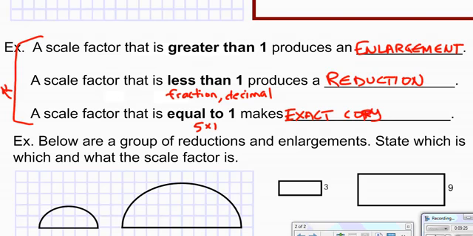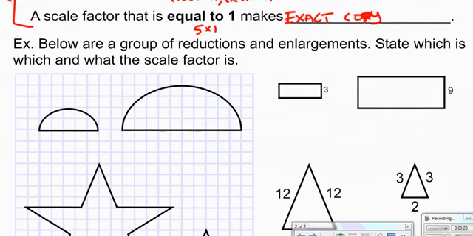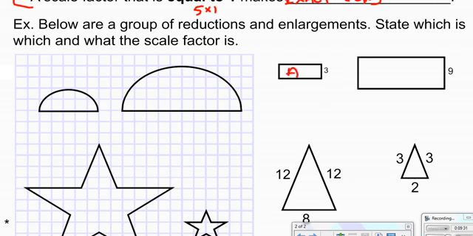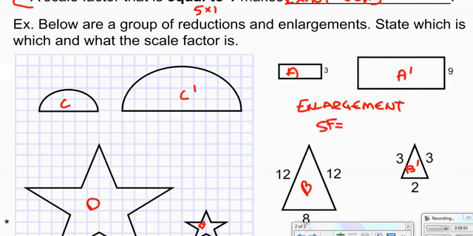Oh, that should be a P, not an R. Okay, and so we've got A going to A prime, B going to B prime, C going to C prime, and D going to D prime. So the first thing you need to decide is if it's an enlargement or if it's a reduction. So I'll do A for you. It's getting bigger, so it is an enlargement. And then you need to decide what is the scale factor. So how much bigger is it? Well, in order to turn 3 into 9, I need to multiply by 3. So it is a scale factor of 3.